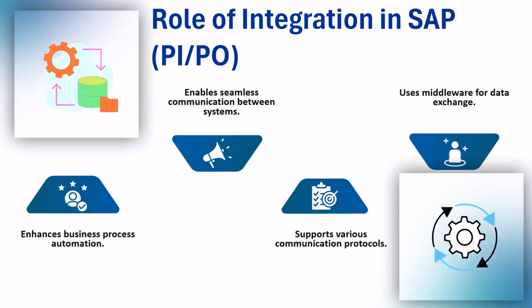All right, integration. It's like the glue holding the SAP universe together. Without it, systems are like coworkers who refuse to talk. SAP PI/PO ensures smooth conversations between applications using middleware magic. Plus, automation means fewer manual errors. Think of it as having a reliable assistant who never takes coffee breaks. And with support for multiple protocols, data exchange is as smooth as butter.